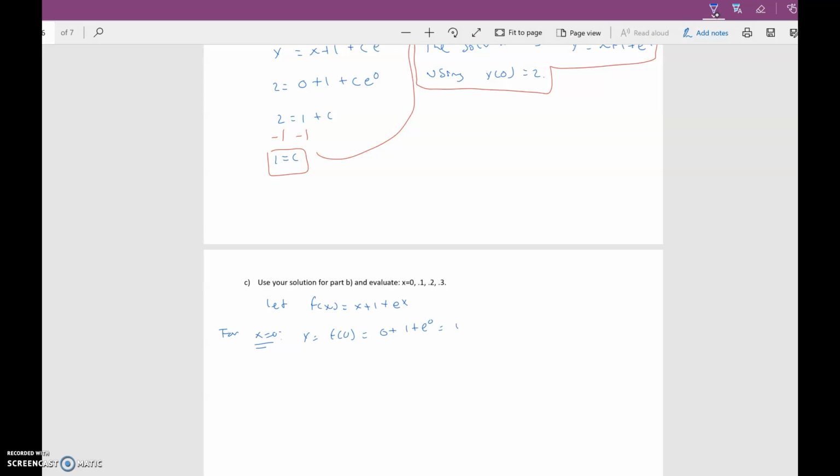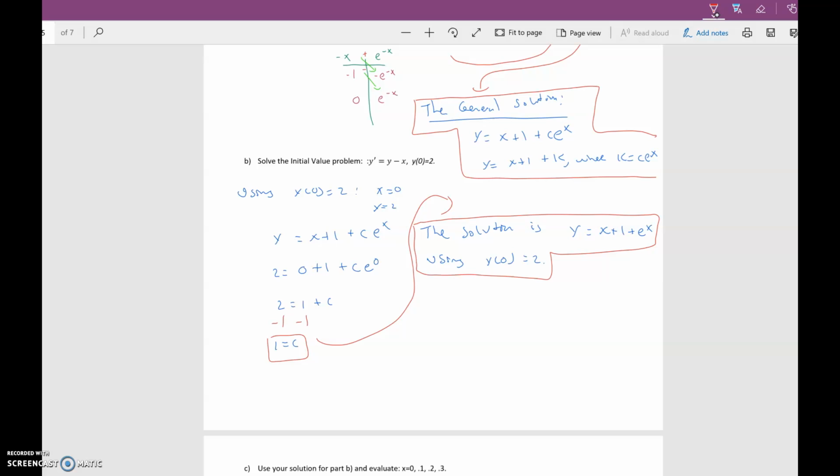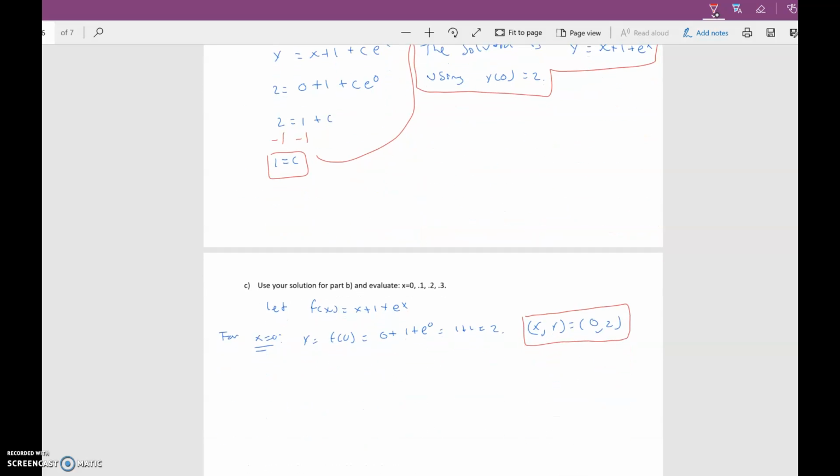So this will be 1 plus 1, or 2. So your coordinate point is (0, 2). And this shouldn't be a surprise, because that was the actual initial condition. So that is that one, (0, 2).